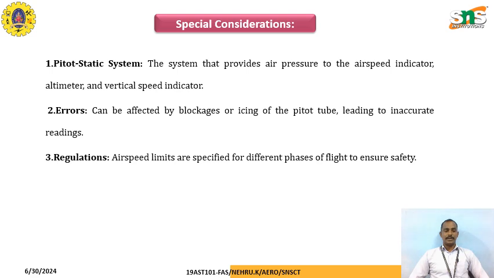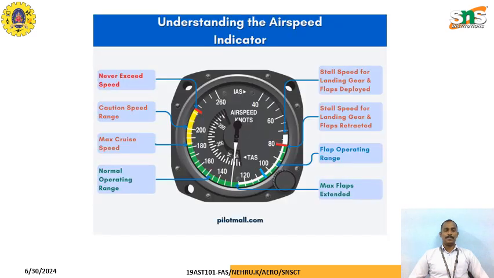Special considerations to be added are the pitot system, error correction, and regulation. The pitot system provides air pressure to the airspeed indicator, altimeter, and vertical speed indicator. Errors can be caused by blockages or icing of the pitot tube, leading to inaccurate values or readings. By regulation, airspeed limits are specified for different phases of flight, which ensures flight safety.